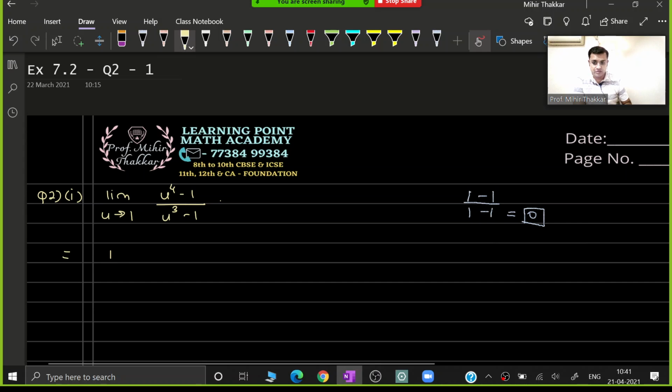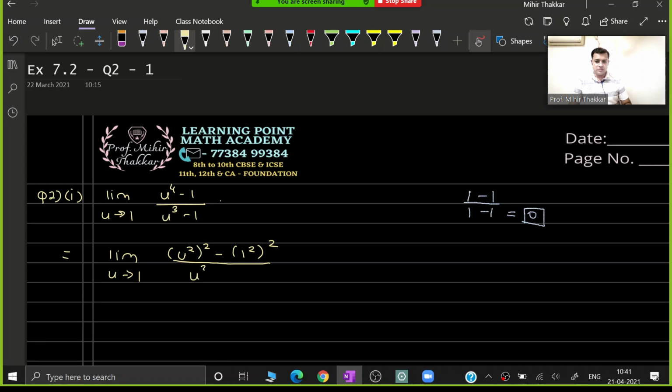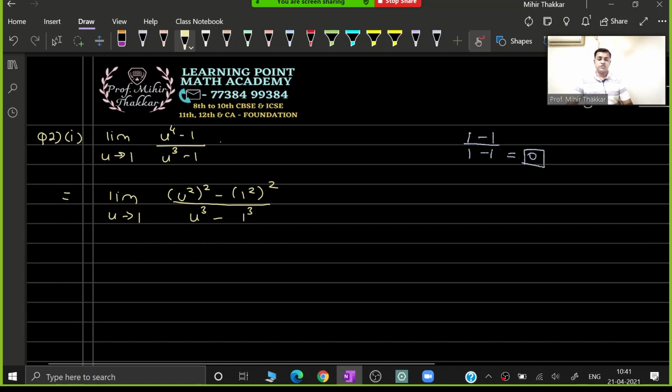I will write this is equal to limit as u tends to 1. U raised to 4, I will consider this as u square the whole square, minus 1 is nothing but again the same way 1 square the whole square. Denominator, u cube we cannot do anything, but 1 can be assumed to be 1 cube. So in the numerator, I will try to use the formula for a square minus b square. In the denominator, I will try to use the formula of a cube minus b cube, just the same that I gave you in the previous page.